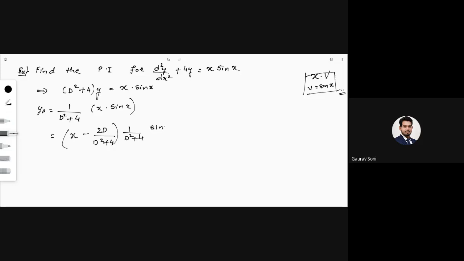bracket complete, 1 upon D square plus 4 sin x. I will write the rule over here just because I want you to understand. 1 upon phi of D x into v is equal to x minus phi dash of D upon phi of D, bracket complete, 1 upon phi of D acting on v. Please check it, compare both of them so that you will understand what I am doing over here.